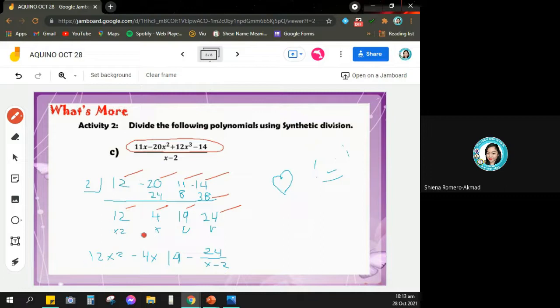So we have 12x squared minus, is it minus? Ano ba yung form mo dito? Positive, negative? Pwede mag-on ng mic para malaman ko kung sino nagsagot nito. Sino nagsagot nito? Hello? Hello? Nandiyan po ba kayo? Sino nagsagot nito? Sige.